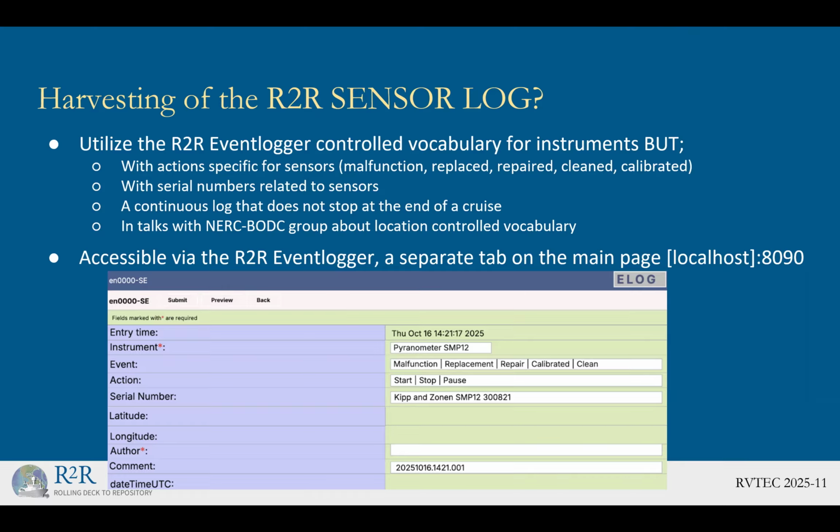So we'd use those, but the difference between this log and the regular event logger is it'd be more action specific for sensors. So your malfunctions, you're replacing it, you're repairing it, you're cleaning it, you're calibrating it. And included in that would be your serial numbers for those sensors. Right now, the event logger doesn't include serial numbers.